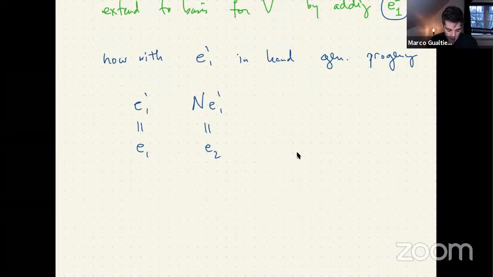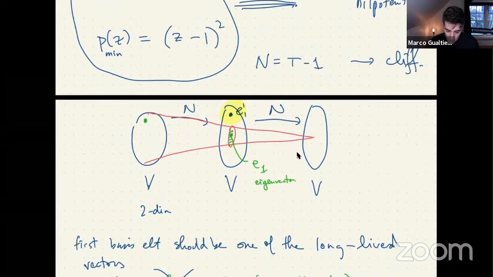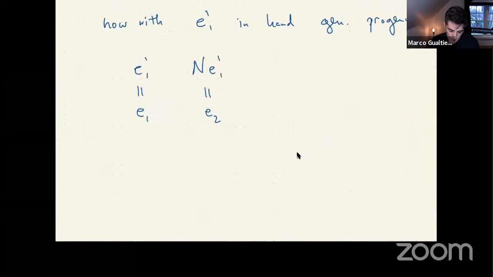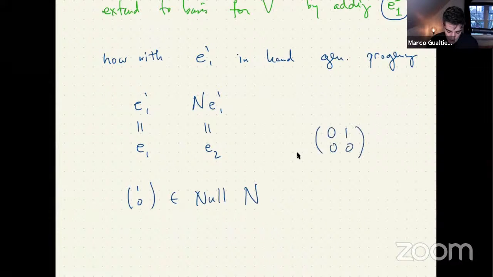Okay, so in this case, what would it be? It would be like 0, 1, 0, 0 applied to 1, 0. This is E1. No, sorry. Let's do it more carefully. So we need to pick, so this is in the null space of n because 0, 1, 0, 0 applied to 1, 0 is equal to 0.